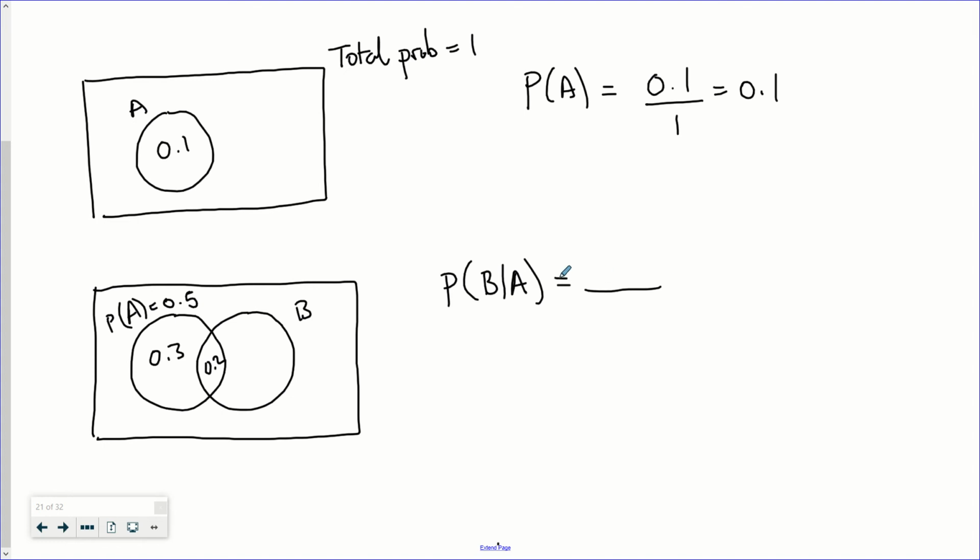So the probability of B happening is 0.2 as a fraction of the region that we know we're in, which is A, and the total probability of A is 0.5. So that's what we mean by conditional probability.